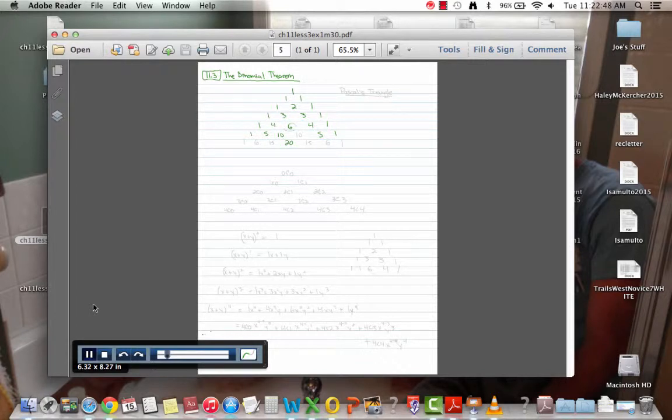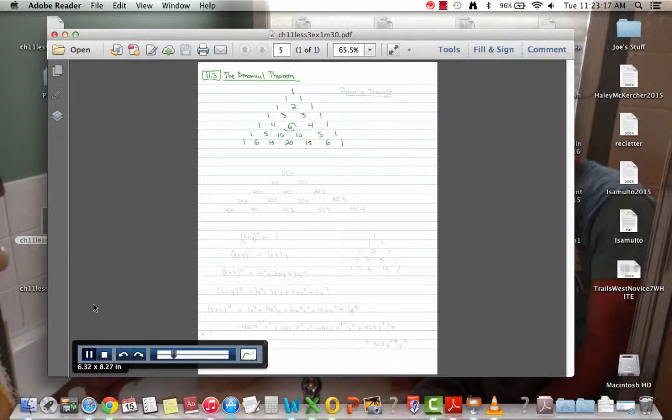Every row starts and ends with a 1. To get any number within the pattern, you just add the two numbers above it. So for example, 1 plus 1 is 2, 1 plus 2 is 3, 2 plus 1 is 3, 3 plus 3 is 6, etc. So if I were to write down this next row, I start it with a 1, I finish it with a 1. 1 plus 5 gives me 6, 5 plus 10 gives me 15, 10 plus 10 is 20, 10 plus 5 is 15, and 5 plus 1 is 6.